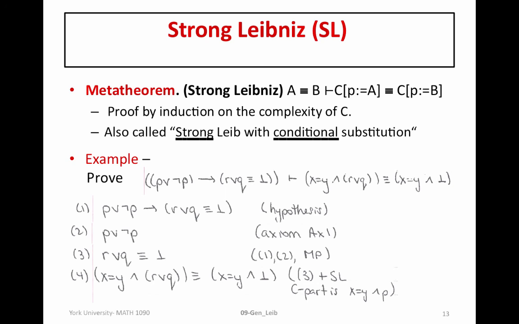Okay, so that concludes the difference between weak and strong Leibniz, and we'll look at a number of examples in class.